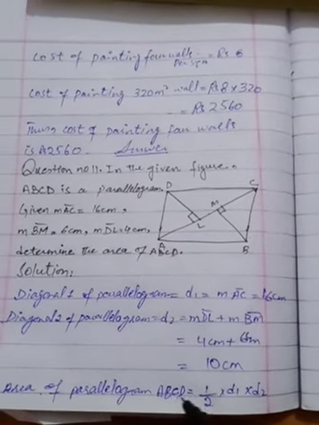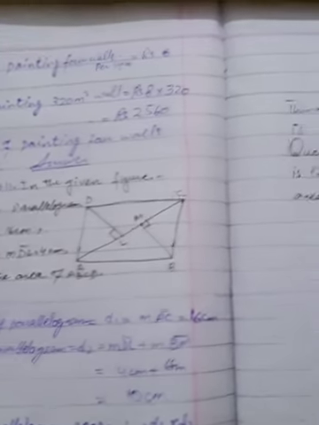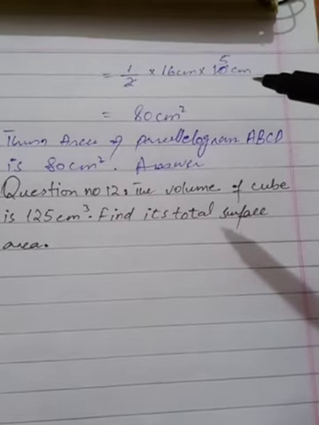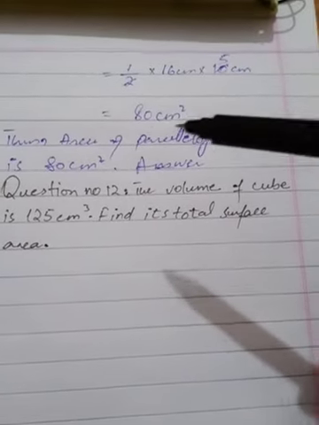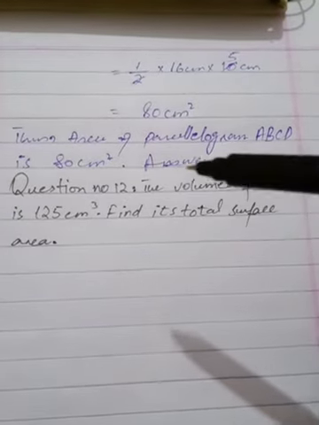So area of parallelogram is equal to 1 by 2 multiply D1 multiply D2. 1 by 2 multiply 16 centimeter multiply 10 centimeter is equal to 80 centimeter square. Thus area of parallelogram ABCD is 80 centimeter square.